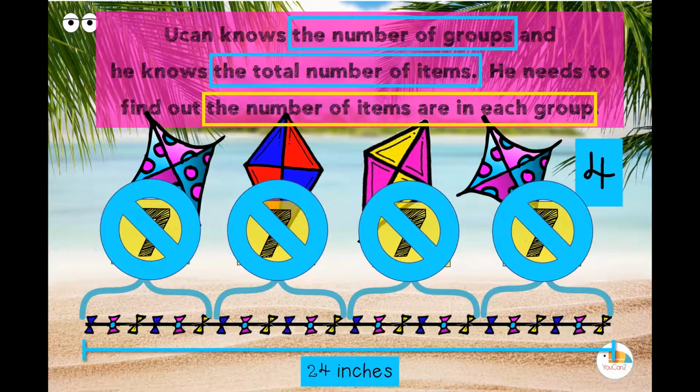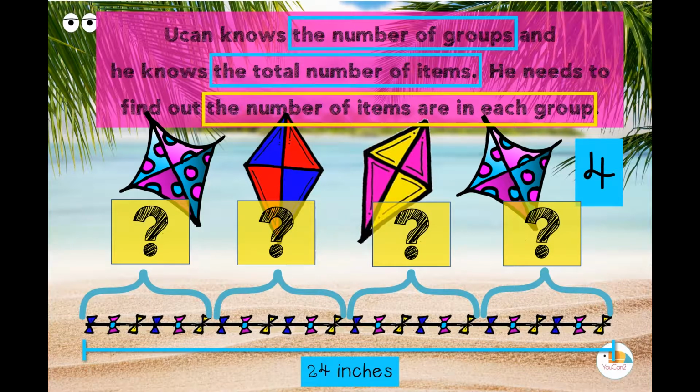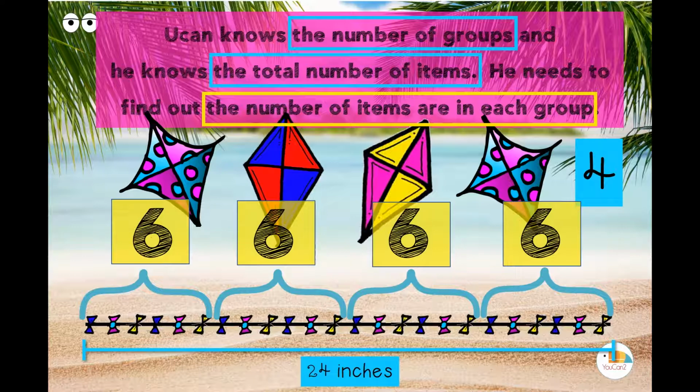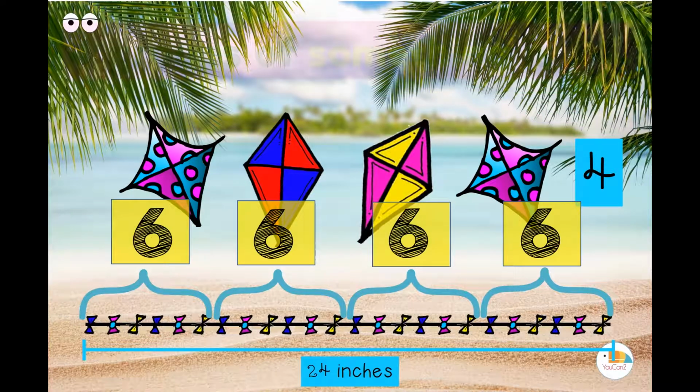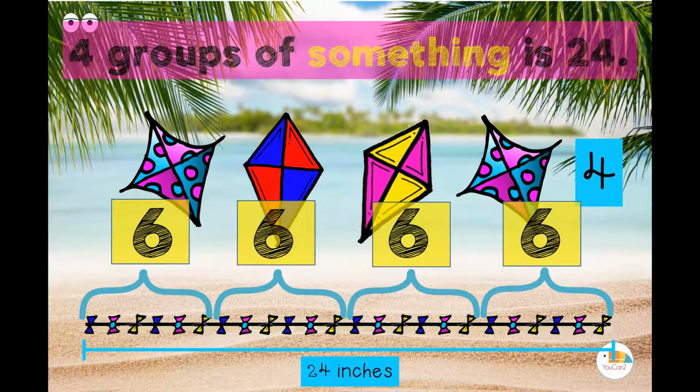Let's try a number right in between. Do you think I ought to try 6? Maybe each piece will be 6 inches long. Let's try it out. 6, 12, 18, 24. That's it. Yes. So if I were to divide 24 inches into 4 groups, each of those groups would be 6 inches long.